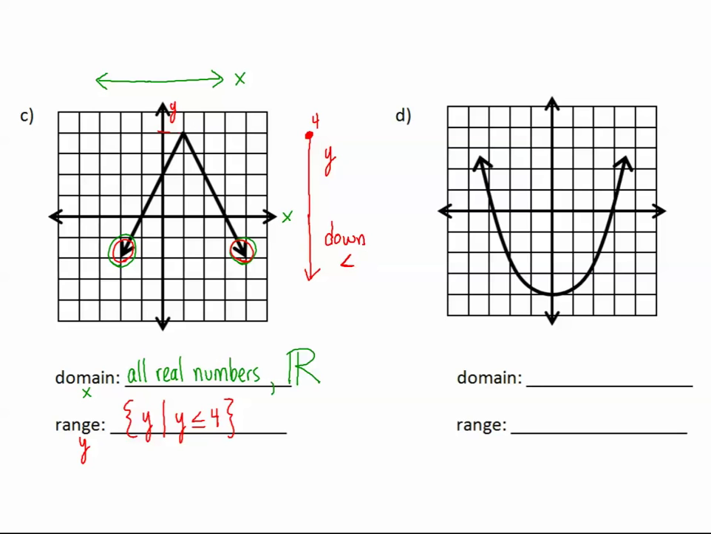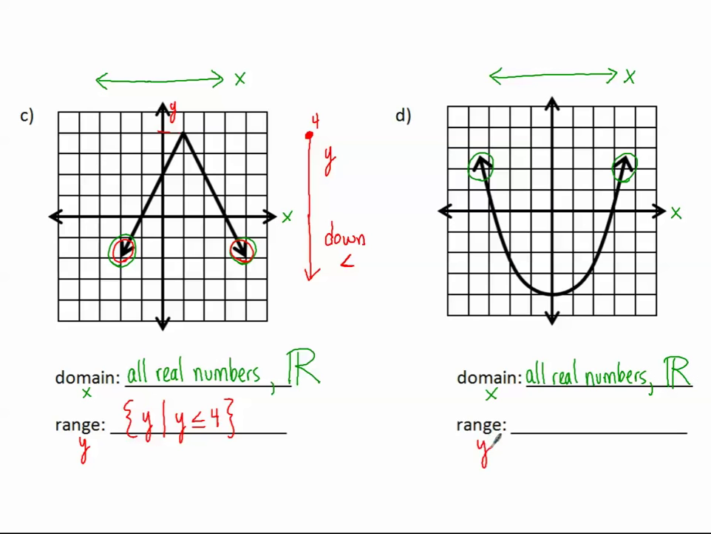Let's look at one more example. Find the domain. So the domain is the X going right and left. Left, I see an arrow. Right, I see an arrow. So again, there's no restriction. I can say all real numbers or use my fancy R for all real numbers.